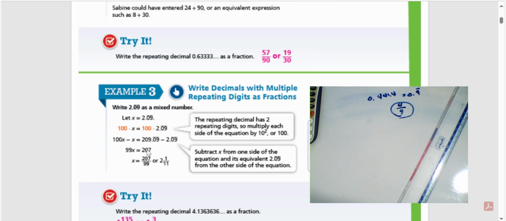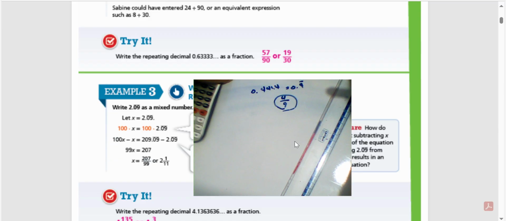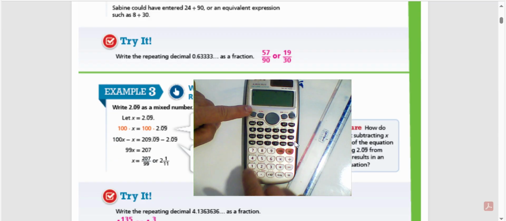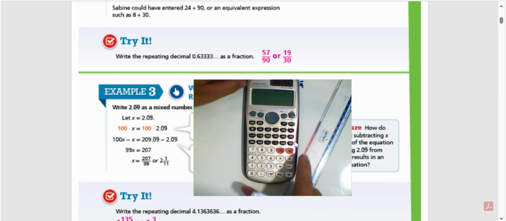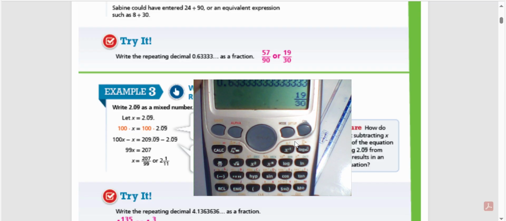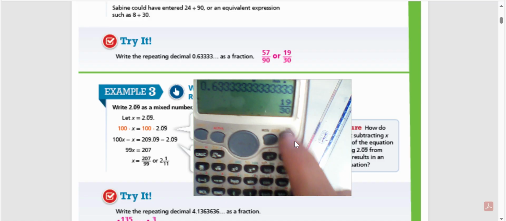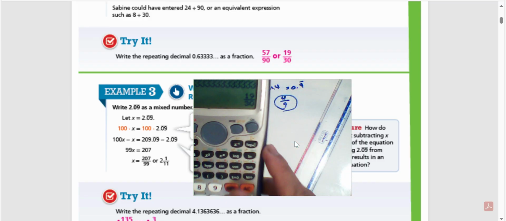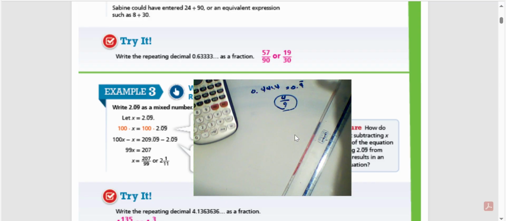This number he asked about in this example, 0.6 and 3. We can convert it: 0.63333 to infinity here, so the answer will be 19 over 30. 19 over 30, or we can multiply numerator and denominator by 3 to convert to 57 over 90.